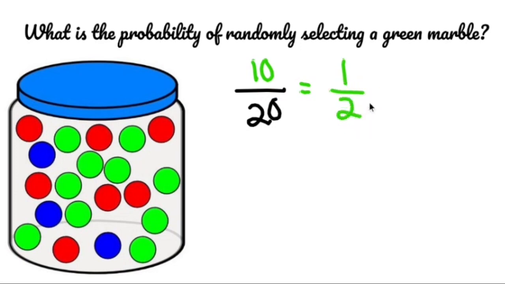Now you can answer a probability problem as a fraction, but if you also want to be fancy, you can turn it into a decimal or a percent. So you have a half chance of reaching into here and randomly selecting a green marble.